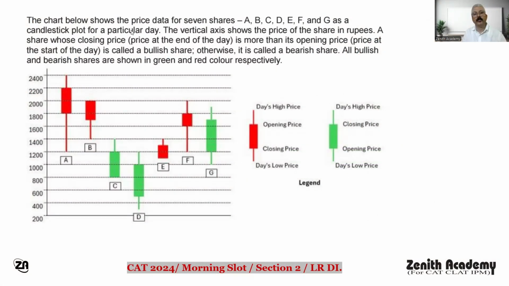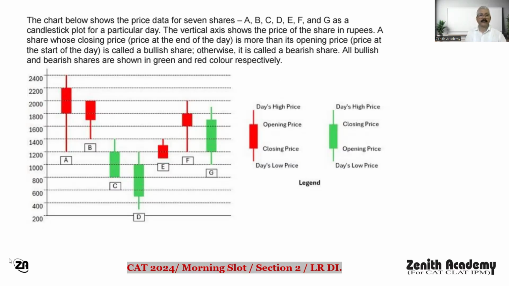Here the chart below shows the price data for 7 shares A, B, C, D, E, F, and G as a candlestick plot for a particular day. The vertical axis shows the price of the share in rupees. A share whose closing price at the end of the day is more than its opening price at the start of the day is called a bullish share. Otherwise, it is called a bearish share. All bullish and bearish shares are shown in green and red color respectively.